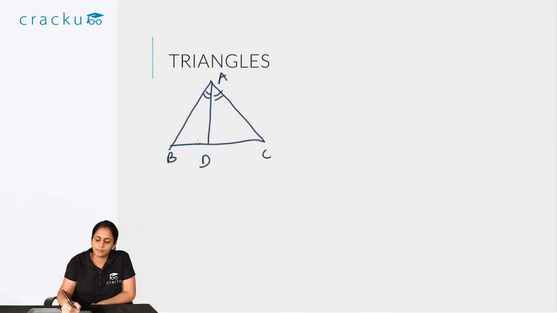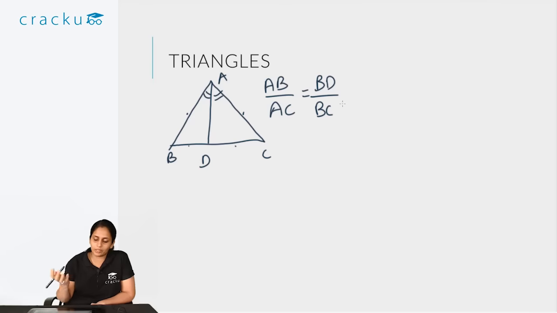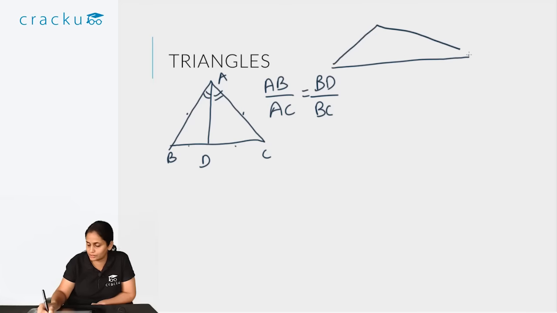So what does this mean? That this side will be proportional to this side and this side will be proportional to this side. So AB by AC will be equal to BD by BC. You can logically see this also. Suppose the angle is skewed towards one side, and you have the angle bisector here. You can see that AB is clearly much smaller than AC. Correspondingly, BD will also be smaller as compared to DC.